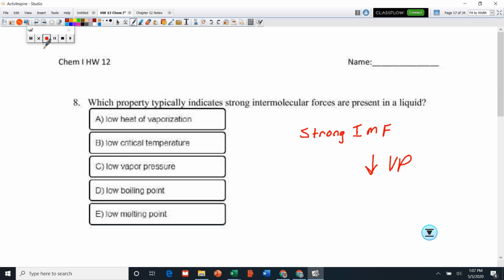Going back, question number 8, which property tends to indicate strong intermolecular forces? So we're looking for strong intermolecular force is going to have a low vapor pressure. That also means that it will have a low boiling point, things like that. So you got to remember that as well. There might be more than one, but there's a best answer on this one.